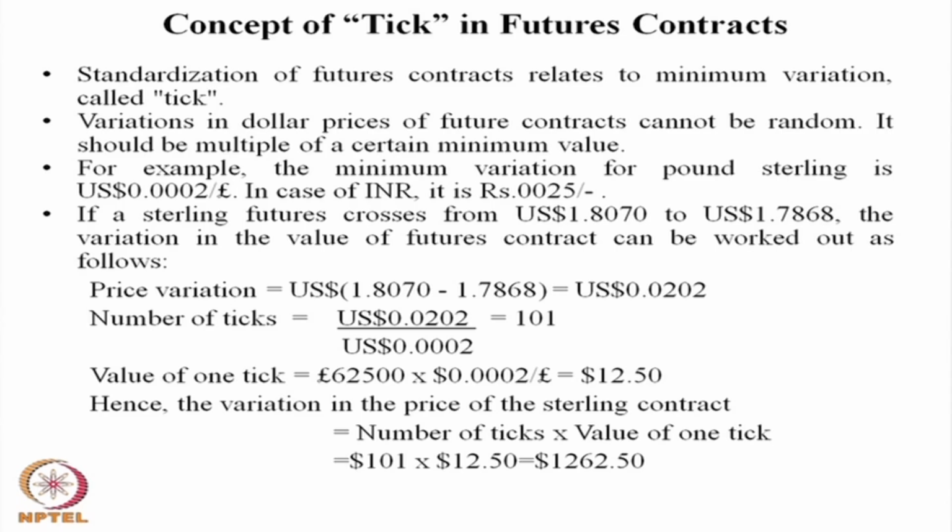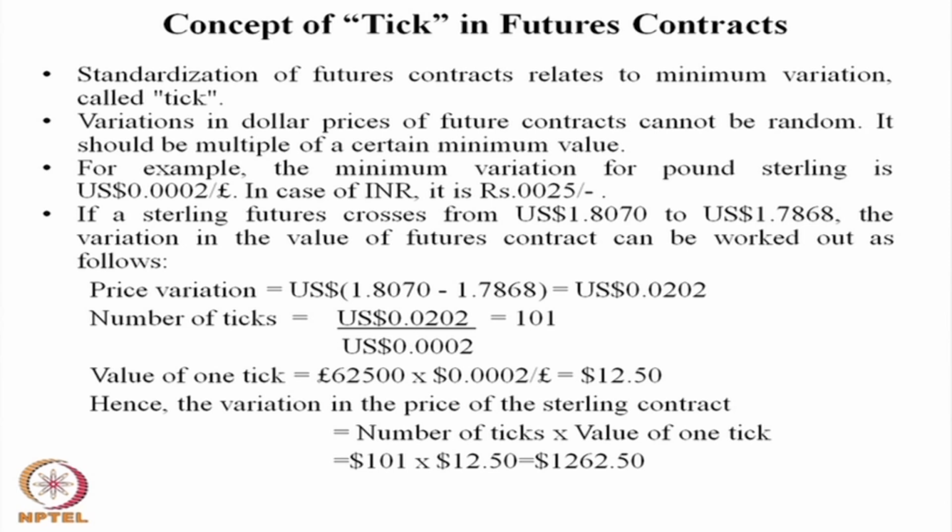There is no such kind of random variation available in a future contract market. There should be some size or minimum variation requirements. The exchange fixes the minimum variation, and on the basis of minimum variation, all other kinds of calculation take place in the exchange.